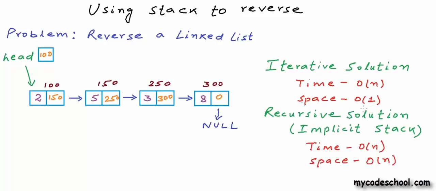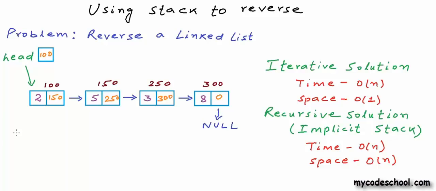In recursive solution, we do not create a stack explicitly, but recursion uses the stack in computer's memory that is used to execute function calls. In such a case, we say that we are using implicit stack. Stack is not being created explicitly, but still we are using an implicit stack. I will come back to this and explain in detail.